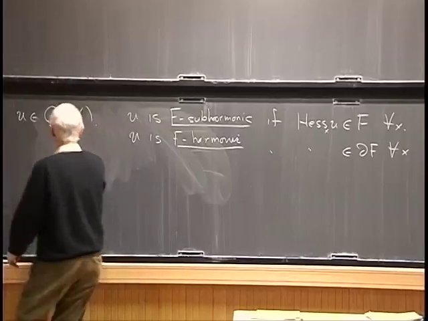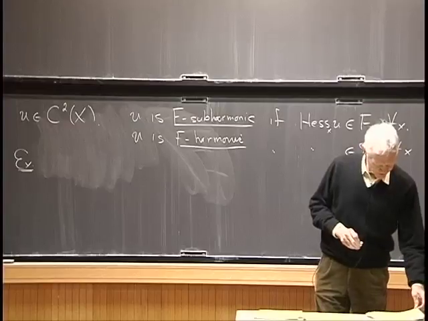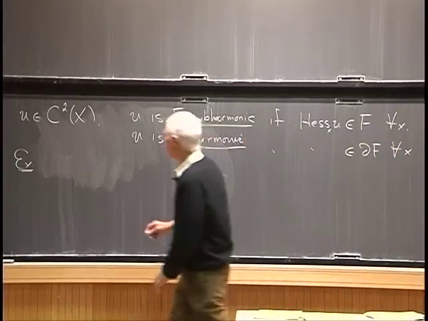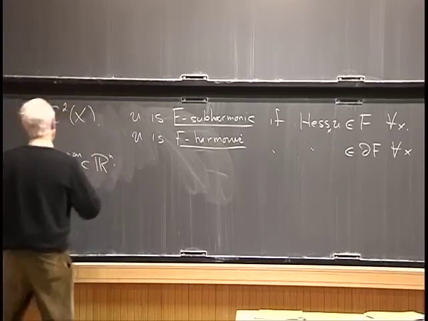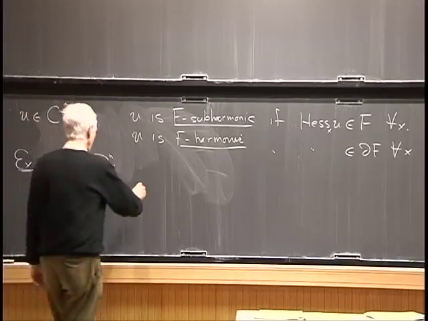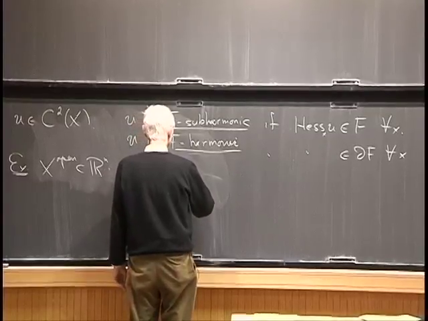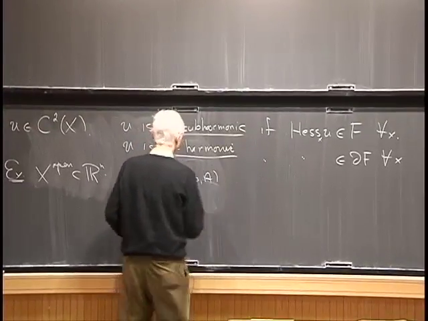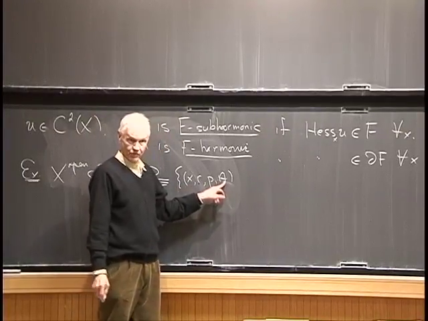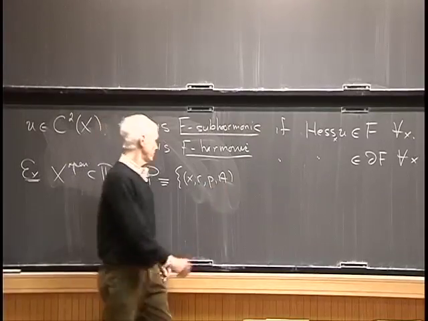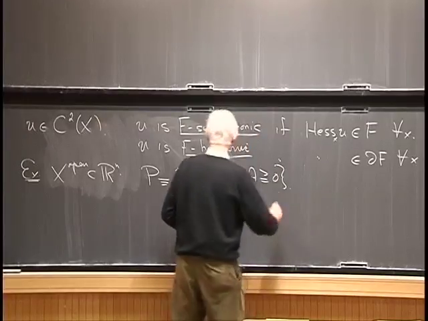So suppose I take X to just be an open subset of R^n. Then I can consider a set I'll call P. These are jets of the form (x, r, p, A), where r is a real number, p is a vector in R^n, and A is a symmetric n by n matrix. I want to forget all the information except A, and A should be a non-negative symmetric matrix.